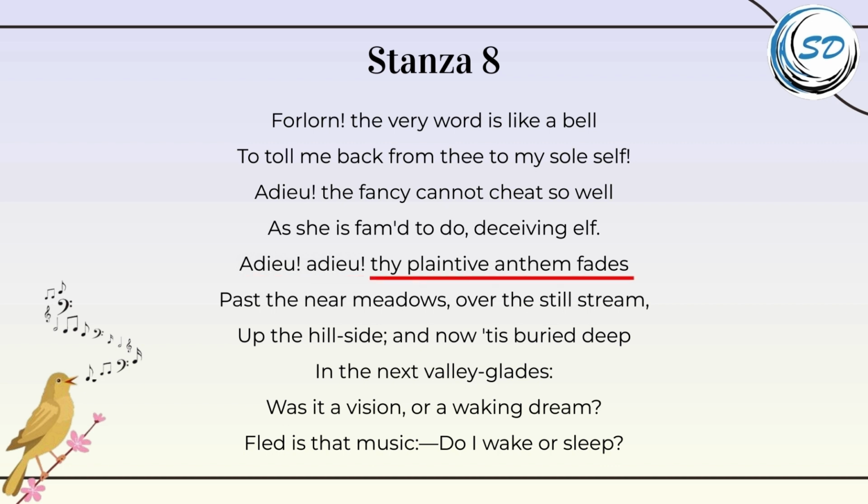The Nightingale's plaintive anthem or song starts to fade away as it moves past nearby meadows, over a still stream, and up the hillside. The imagery suggests that the bird's song gradually recedes into the distance, leaving the poet's immediate surroundings. The Nightingale's song is now buried deep in the next valley glades, meaning that the sound has fully dissipated and become inaudible. This transformation of the Nightingale's song into a distant memory evokes a sense of loss and longing in the poet's heart. Keats then questions the reality of the experience. He wonders whether the encounter with the Nightingale and its enchanting song was merely a vision or a waking dream. The intensity of the experience makes it feel surreal and almost too good to be true.